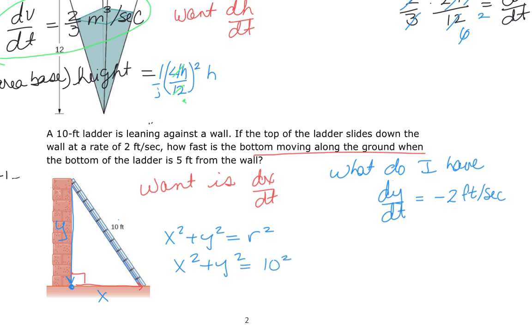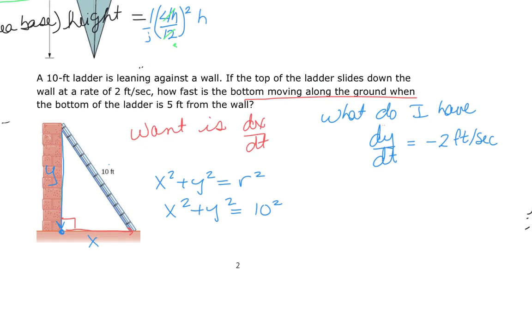Now when I take the derivative of the right side, it's going to be 0, and I expect it to be 0 because the ladder itself is not changing with respect to time. The length of the ladder, which is my r here, is not going to change. Now I'm going to go ahead and do my derivative with respect to time. So I have 2x dx/dt plus 2y dy/dt is equal to 0.